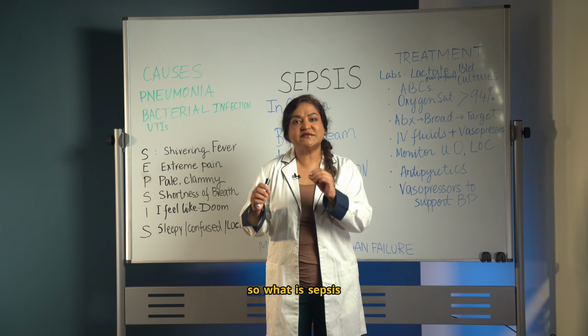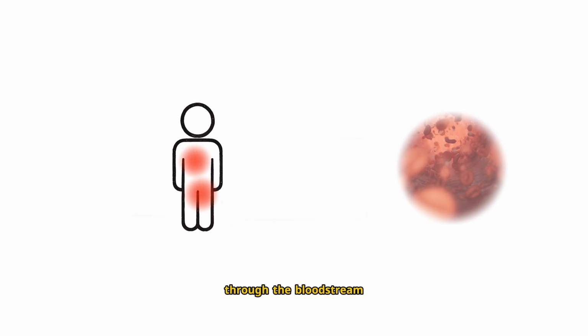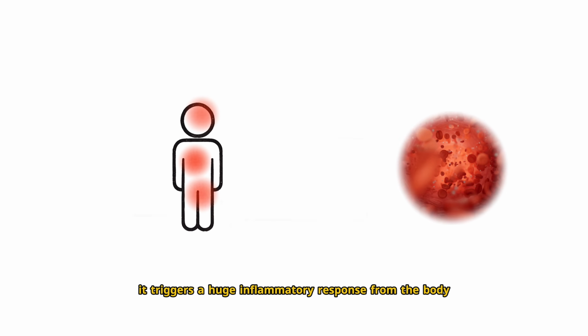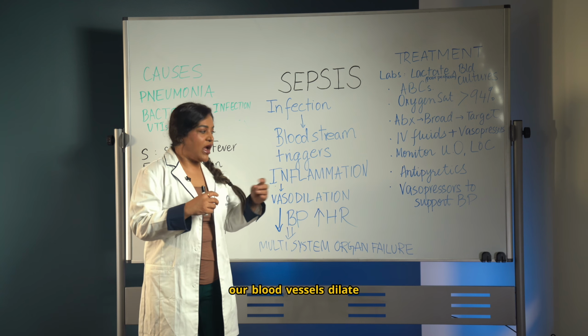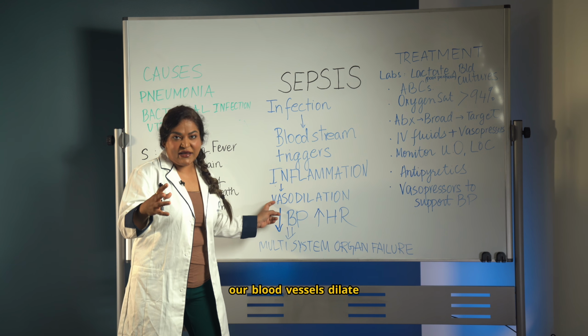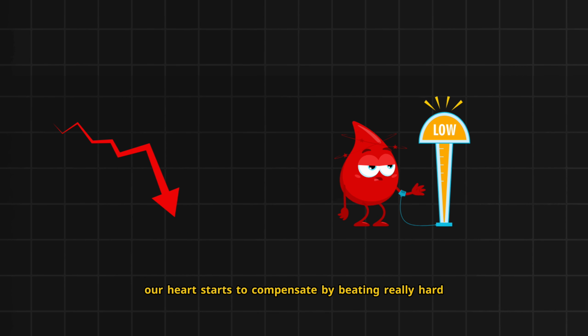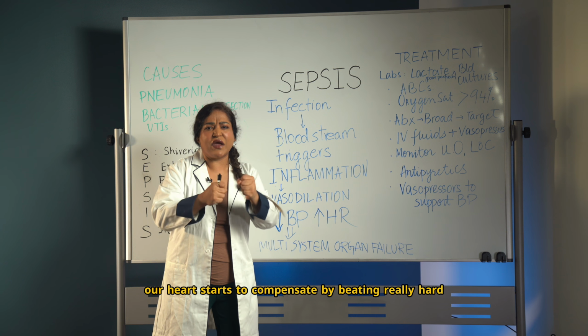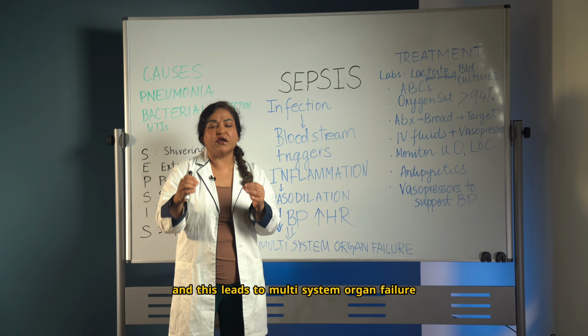So what is sepsis? When infection from one organ spreads to the entire body through the bloodstream, it triggers a huge inflammatory response from the body. Our blood vessels dilate, and this leads to a sharp drop in the blood pressure. Our heart starts to compensate by beating really hard, and this leads to multi-system organ failure.